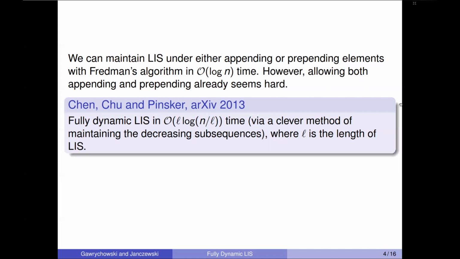Okay, so as solving this problem seems really hard, then we might try relaxing it and settle for computing just an approximation of the current LIS, not the exact value, okay? And here by alpha approximation of LIS of length L, I mean just a number from the range from L over alpha up to L.